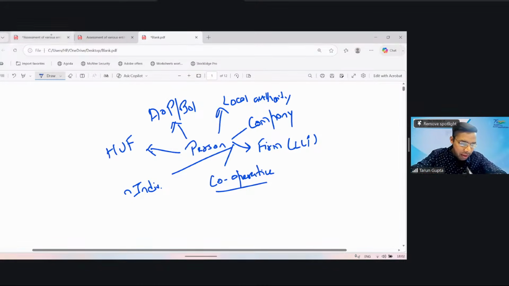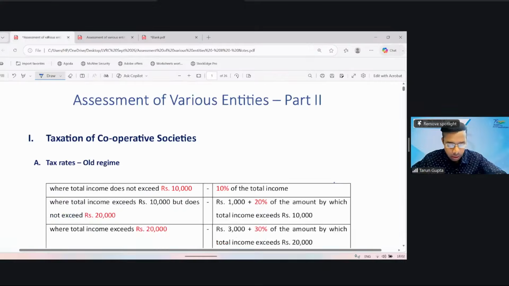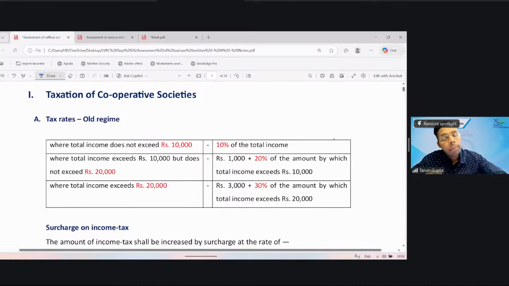So for the cooperative society, similar to the company or individual, there are two tax regimes. If you remember, except for the partnership firm and the LLP, every entity has two tax regimes. Old tax regime, where the tax rates are high, but the entity is eligible for the exemption and deduction. And the new tax regime, where the exemption and deductions are not available, but tax rates are concessional. Okay. So we'll first discuss the old tax regime applicable to the cooperative society.